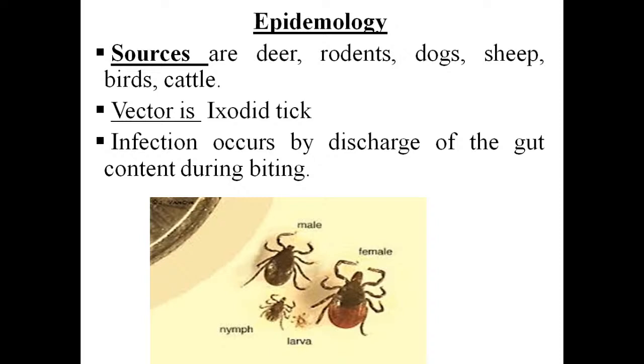So before biting, ticks release feces from the gut, discharge from the gut, and release bacteria with their feces. Then after biting, the patient starts to scratch the site of biting and inject this bacteria into the biting site, into the blood.